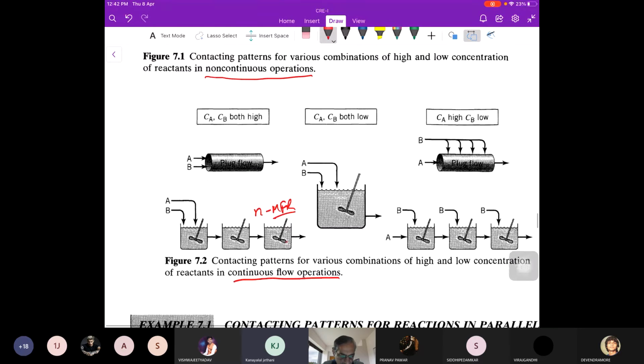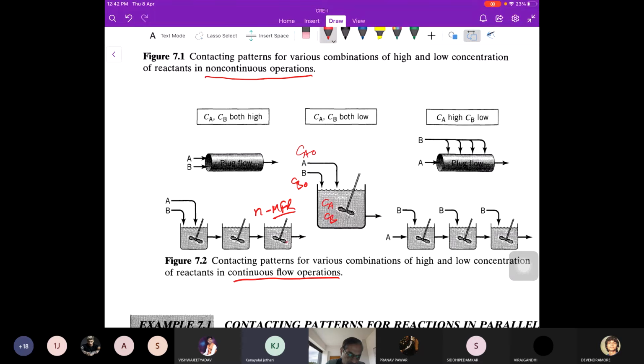Now, if you want both CA and CB low, so what do we do? You put it in the mixed flow reactor. Mixed flow reactor always low रहता है concentration. Continuous is your right. So we are continuously adding CA naught, this is CB naught, and this is CA, and this is CB. Depending on conversion, it is always low. So CA and CB will be both low in mixed flow reactor.